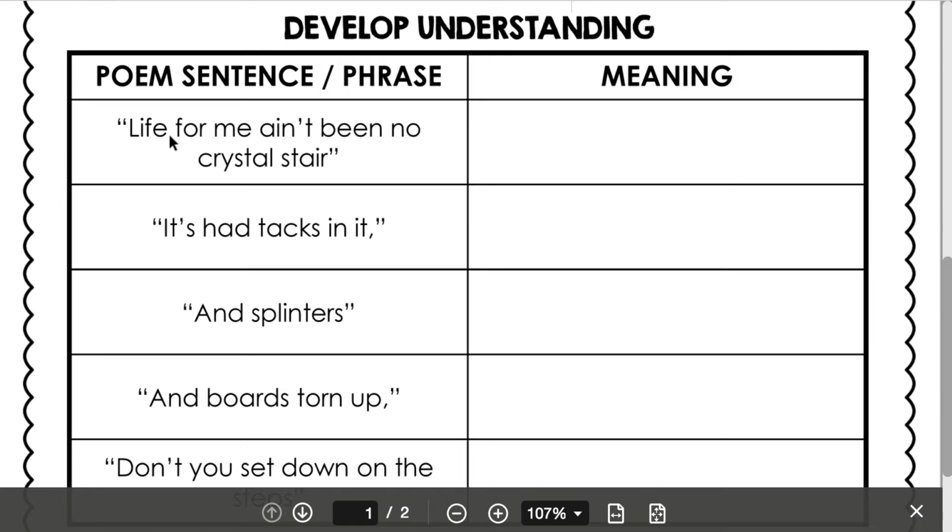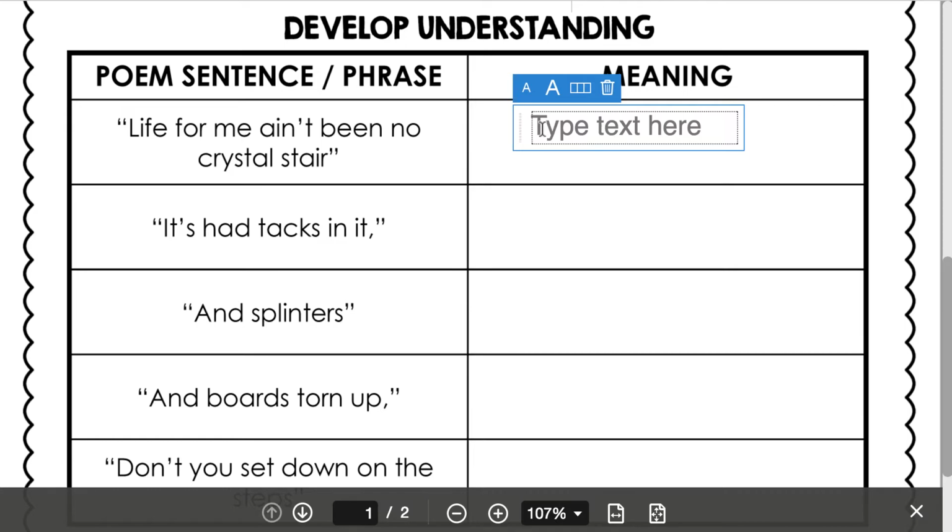So, life for me ain't been no crystal stair. So this is the big piece of the poem. This is what he's trying to get across throughout most of the poem. And I say he, but in the poem, a mother is talking to her son about this and sharing this information. So, life for me ain't been no crystal stair.